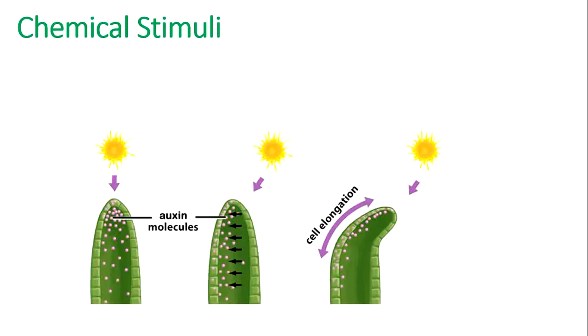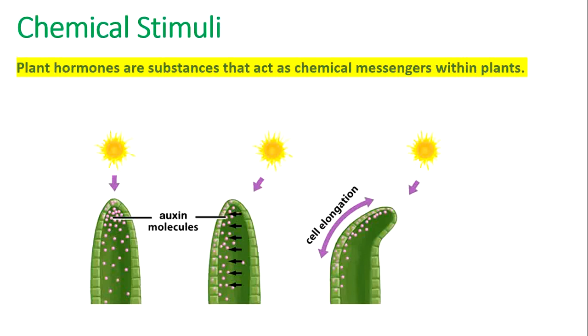Now, apart from environmental stimuli, plants also respond to chemical stimuli. Plant hormones are substances that act as chemical messengers within plants. These chemicals are produced in tiny amounts, and are called messengers because they are usually produced in one part of a plant and affect another part of that plant. So let us talk about auxins first.